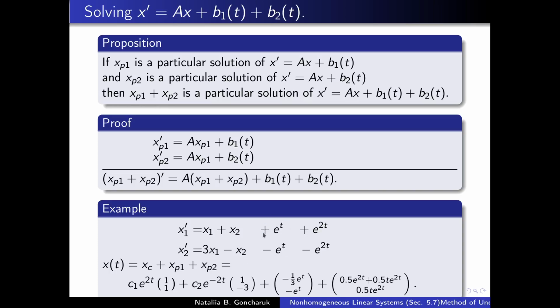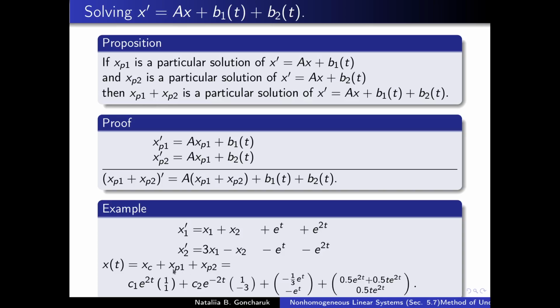You can split your b into two summands and solve separately. First you solve this equation with this b, and then you solve the second equation with the second b. We have already solved both equations. These were our example number 1 and example number 2, so I already know particular solutions. I just copied them from the previous slides, and this is my answer.